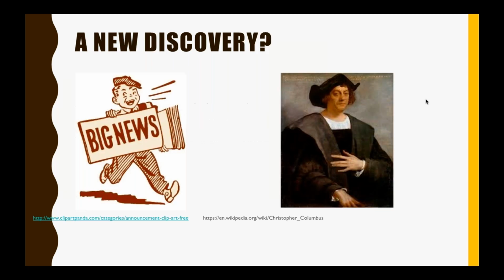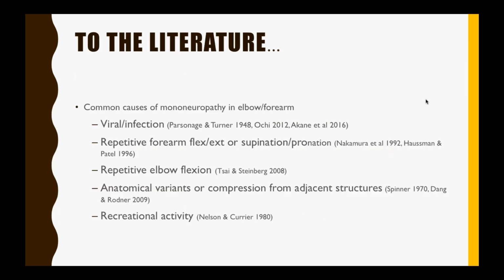So this was an interesting case because posterior interosseous nerve injuries are commonplace, and anterior interosseous nerve injuries can be common, but not usually together. So this could have been something brand new, or did I discover something that somebody had already encountered? In order to figure that out, I went to the literature.